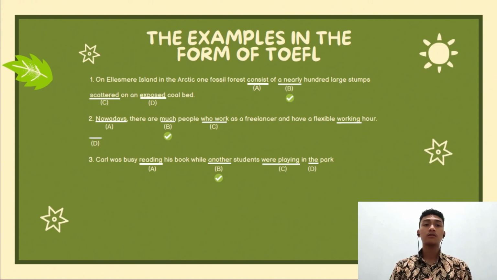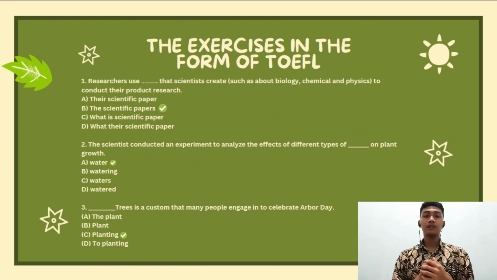Number 3, Carl was busy reading his book while another students were playing in the park. The correct answer is B, because another is always connected to a singular noun, whereas students is a plural noun. So the correct answer would be the other. So the correct sentence would be: Carl was busy reading his book while the other students were playing in the park.